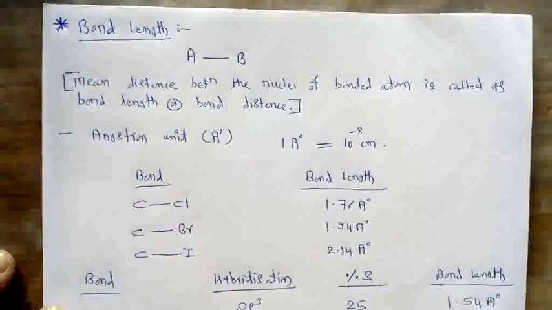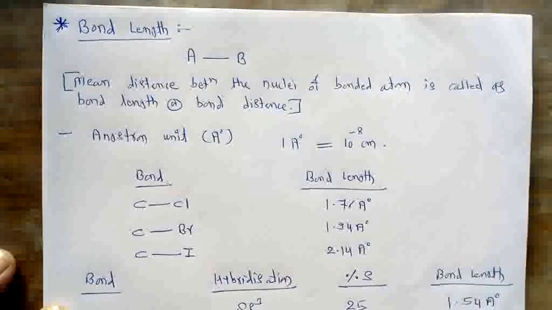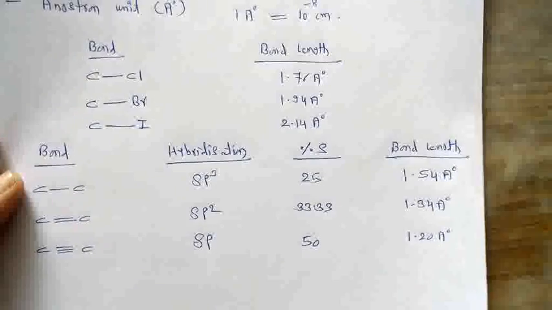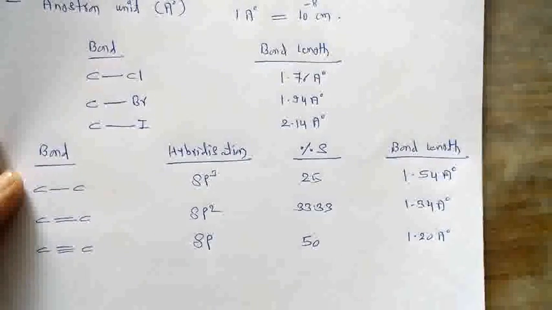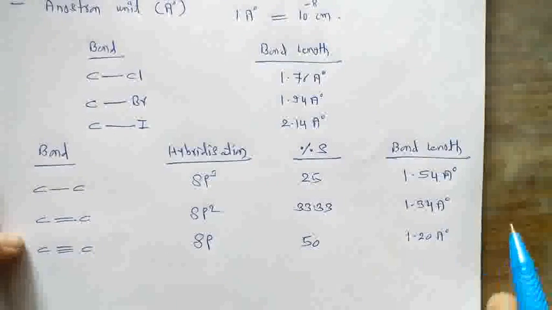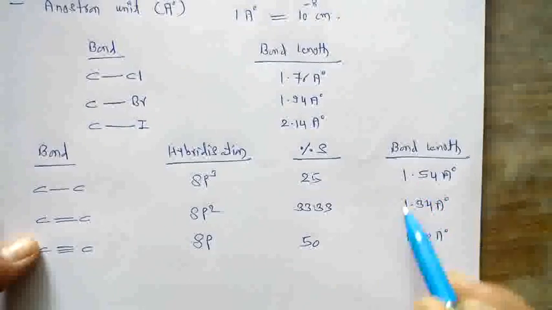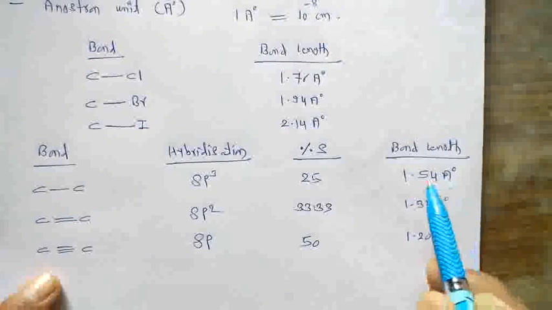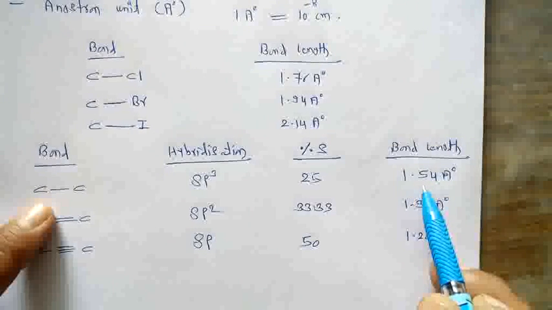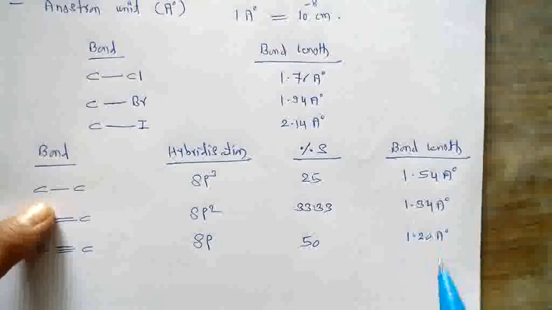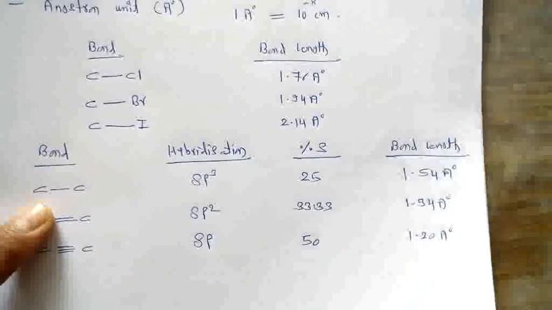So bond length is a very important property of a chemical bond. It gives us an idea regarding the strength of a chemical bond in terms of its magnitude. If the bond length is more, then its bond strength is less, and vice versa. If we compare single bond, double bond and triple bond, the bond length of carbon single bond carbon is more, so its bond strength is the least. So bond length and bond strength are inversely proportional to each other. This is the first important property of a chemical bond, called the bond length.